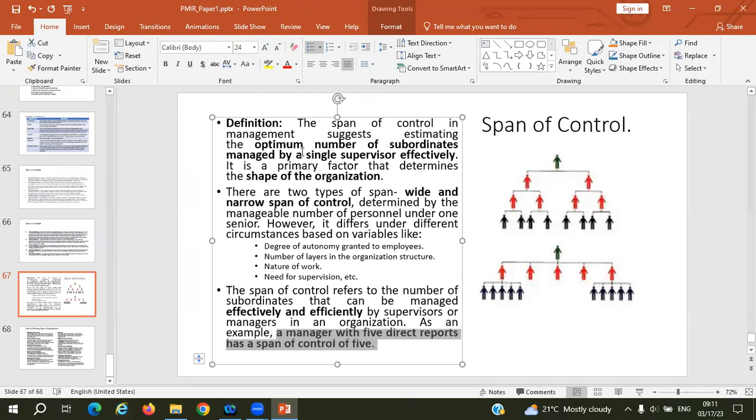The span of control in management suggests estimating the optimum number of subordinates managed by a single supervisor effectively. It is the primary factor that determines the shape of the organization. So when the span of control is big, that means the organization is big. If it is small, the organization is small. So that's why it is told that this is the factor that determines the shape of the organization.